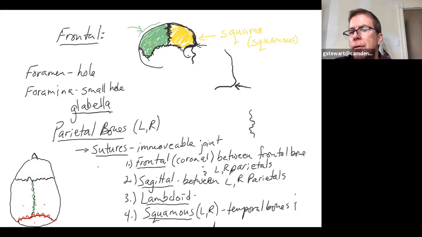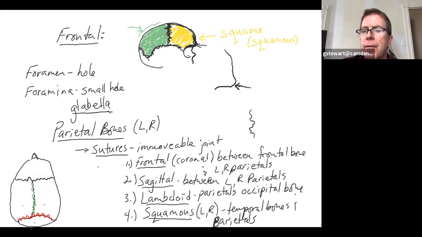and parietals. I'm running out of space down there, that's why my P is cutting off. That's supposed to be a P. And the lambdoid, let me write that, that's between the parietals, left and right parietals, and the occipitals. The occipital bone, it's a single bone. Those are the 4 major sutures in the human body. And there's 2 of these.